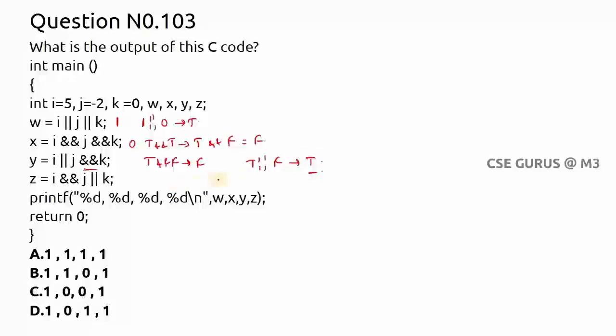So like this you need to consider. Now true or false is true only, the value is 1. So the value of y is 1.